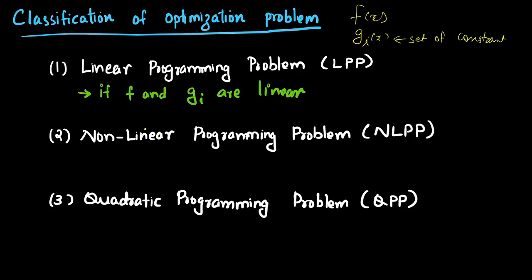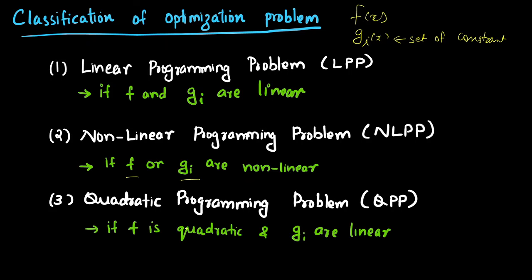And in non-linear, either the objective function or the constraints are non-linear. In that case, it is called the non-linear programming problem. And what is a quadratic programming problem? That is, f should be quadratic and gi, the constraints, should be linear. In that case, we call it a quadratic programming problem.